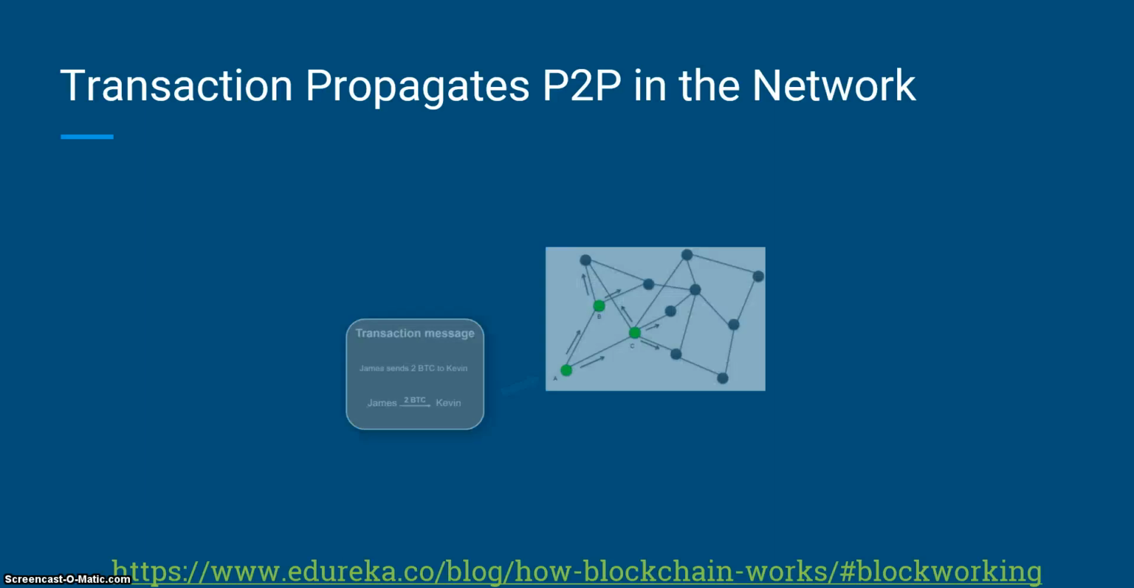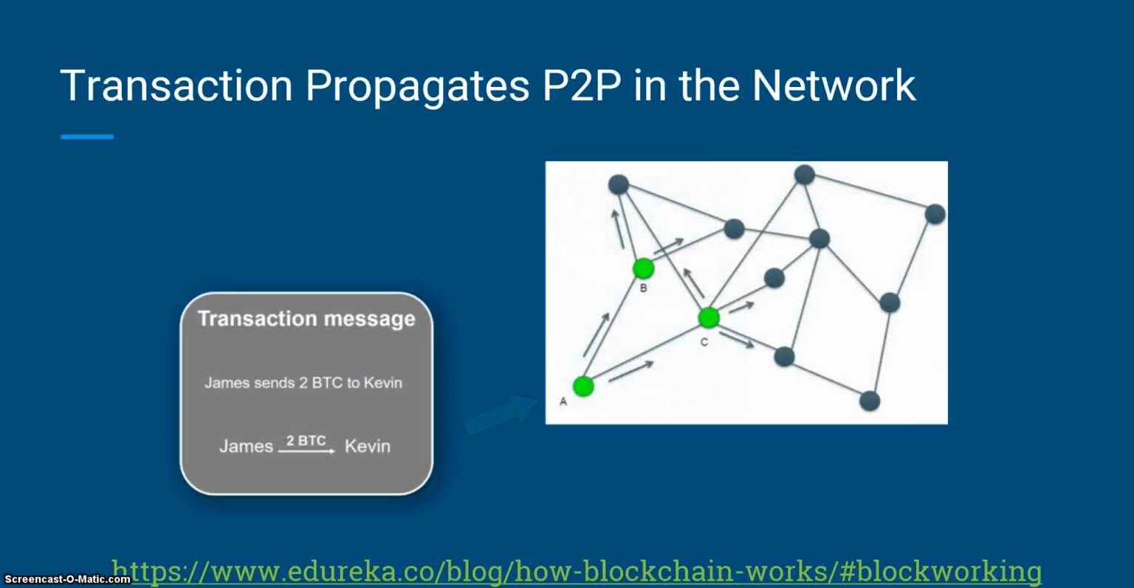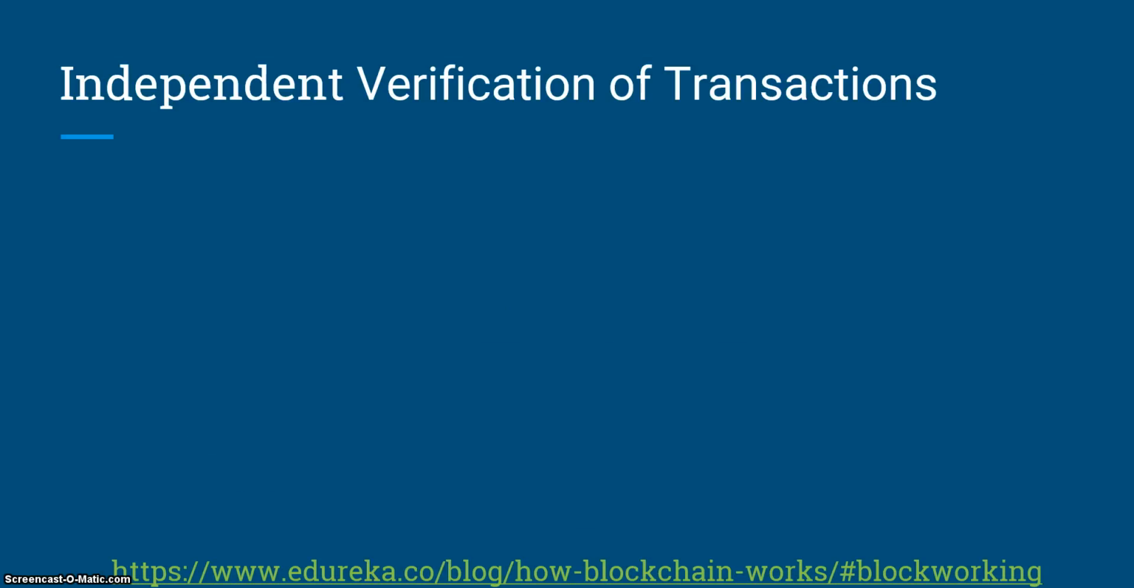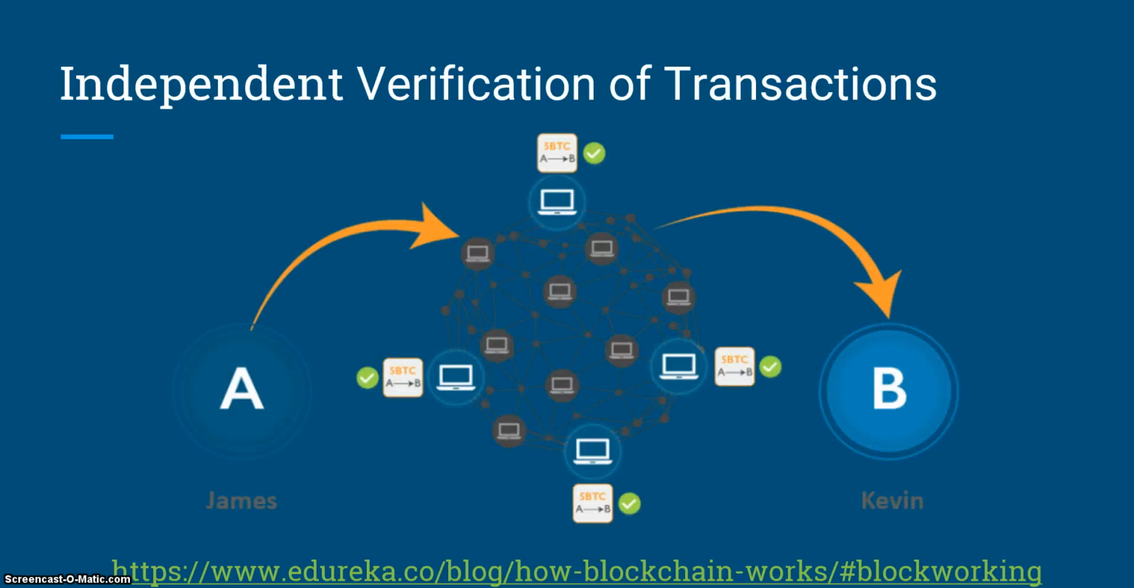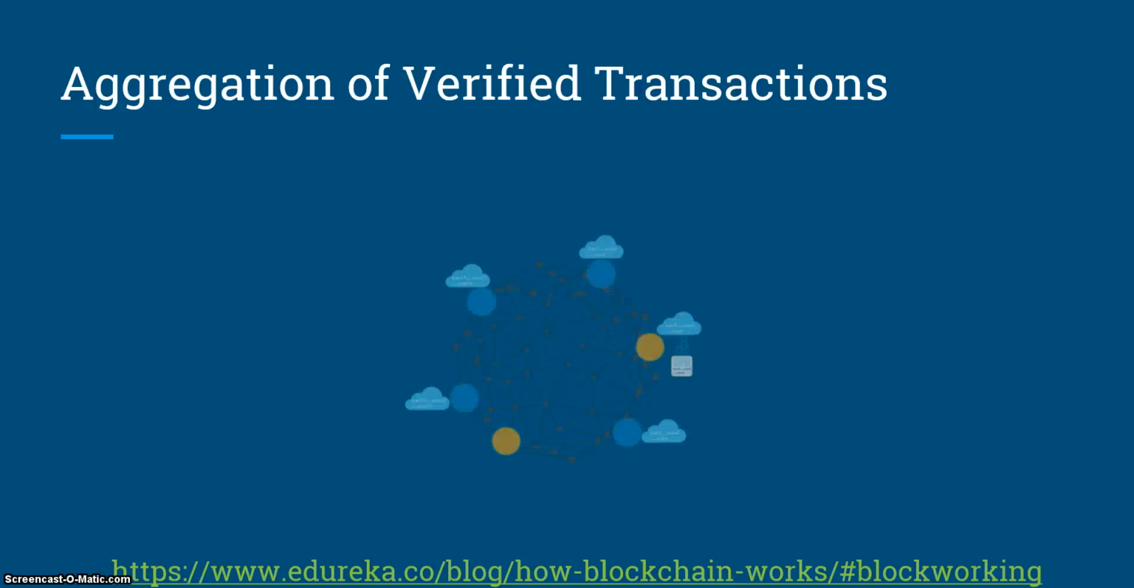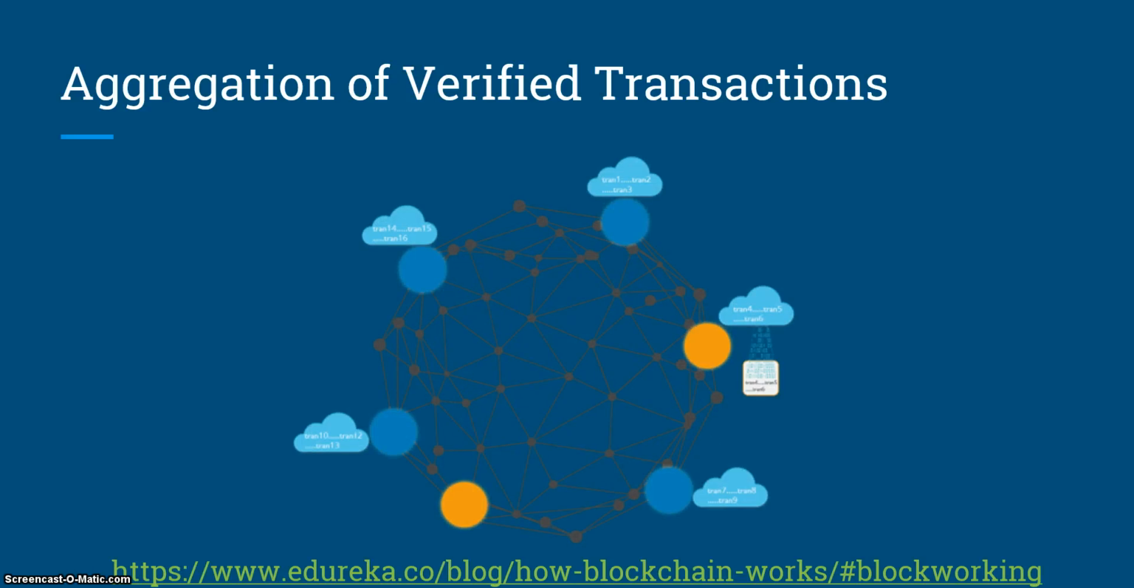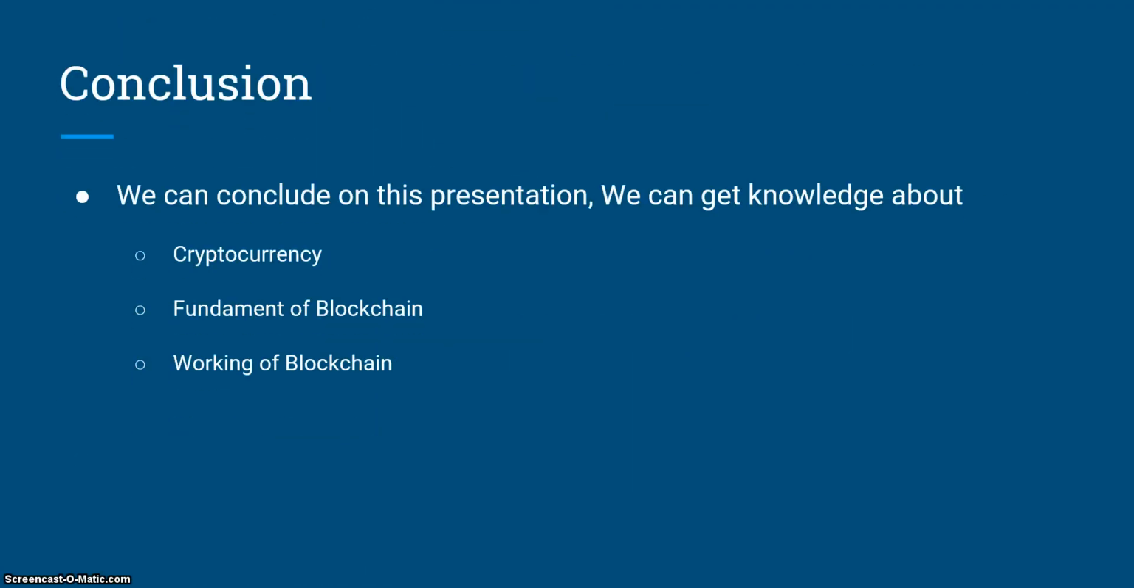Now, the transaction is represented online as a block, and that is propagated in the peer-to-peer network for verification. The block is broadcast to every party in the network. Those networks approve that the transaction is valid. If the transaction is valid, then it is added to the blockchain. Finally, the transaction is done.